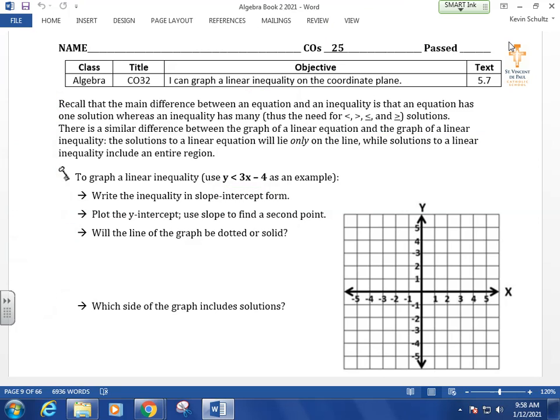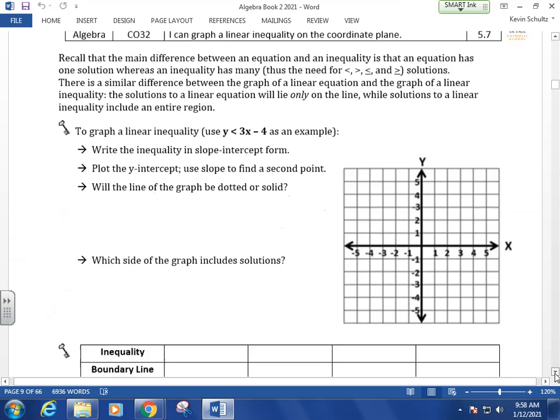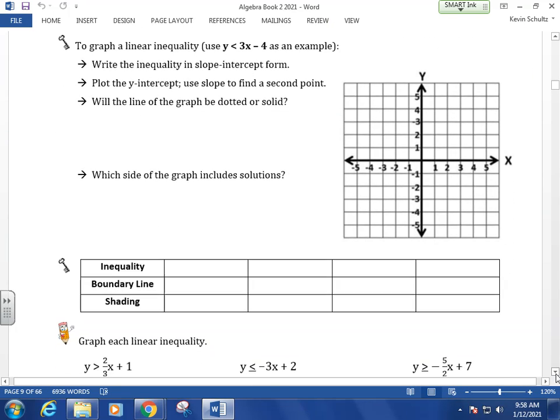So let me scroll down here so we can do it together. Using this inequality as an example, we're going to plot our first point down at negative 4 on the y-axis. And then we're going to use our slope to go up 3 over 1. And don't connect the points yet.